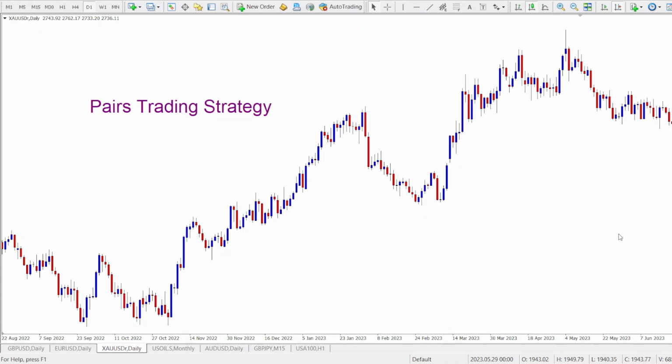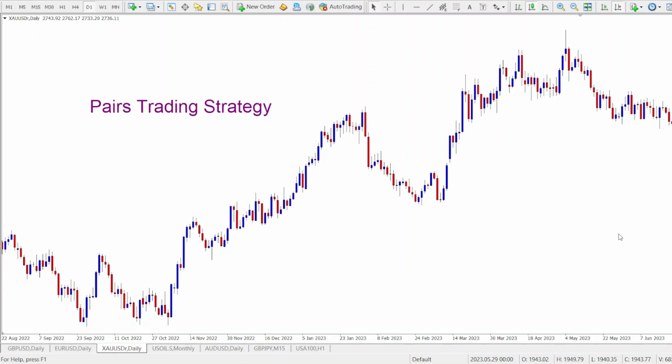One effective way to identify potential pairs is by analyzing historical data. Look for patterns in price movements over time. You want to see how these pairs have reacted to market events and economic indicators. This analysis will help you make informed decisions.